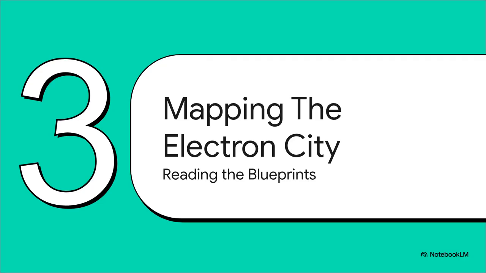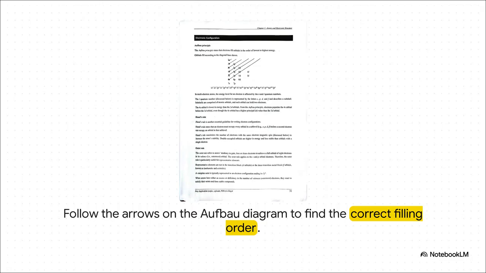So we've got the zoning laws down, but how do we know which streets and houses to fill and in what order? For that, we need a map. And as it turns out, we have 2 incredible ones. Our first map is this, the Aufbau diagram. And this thing is our master key. You just follow the diagonal arrows. So 1s, then 2s, then 2p, then 3s.